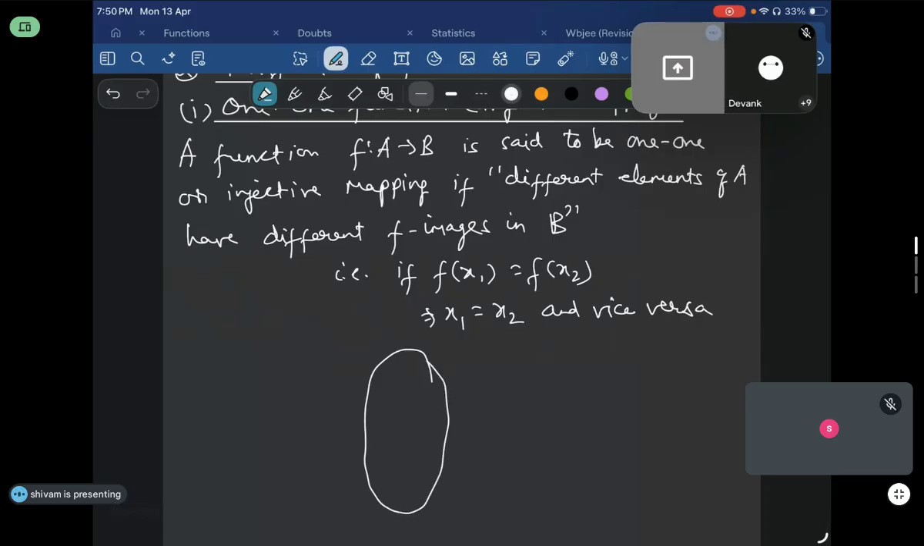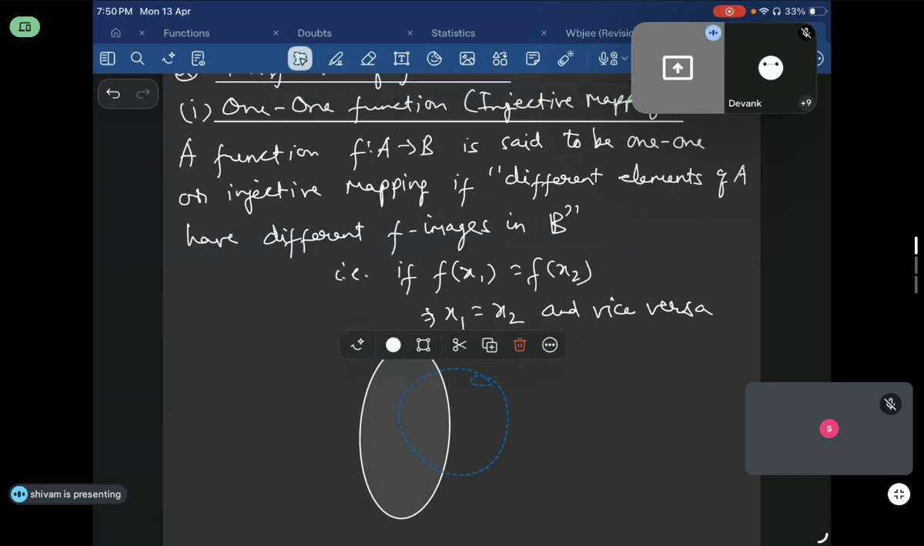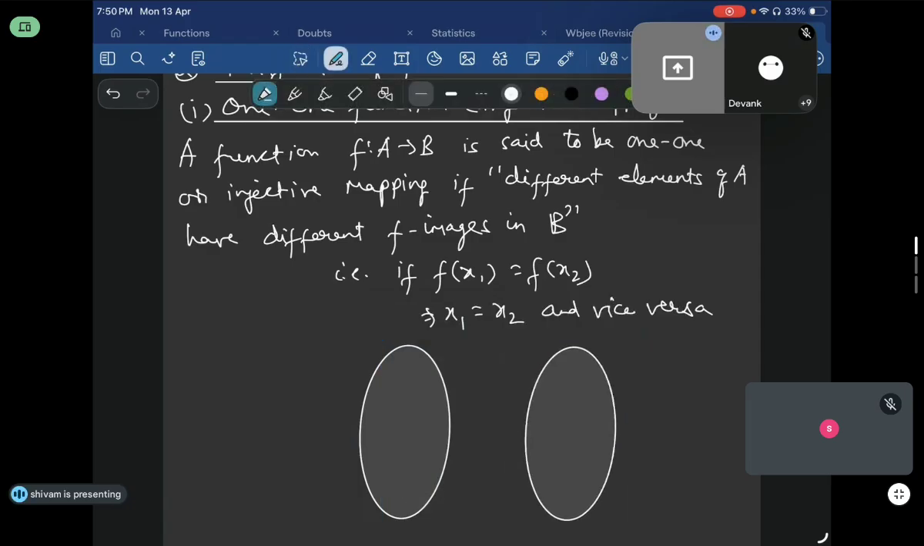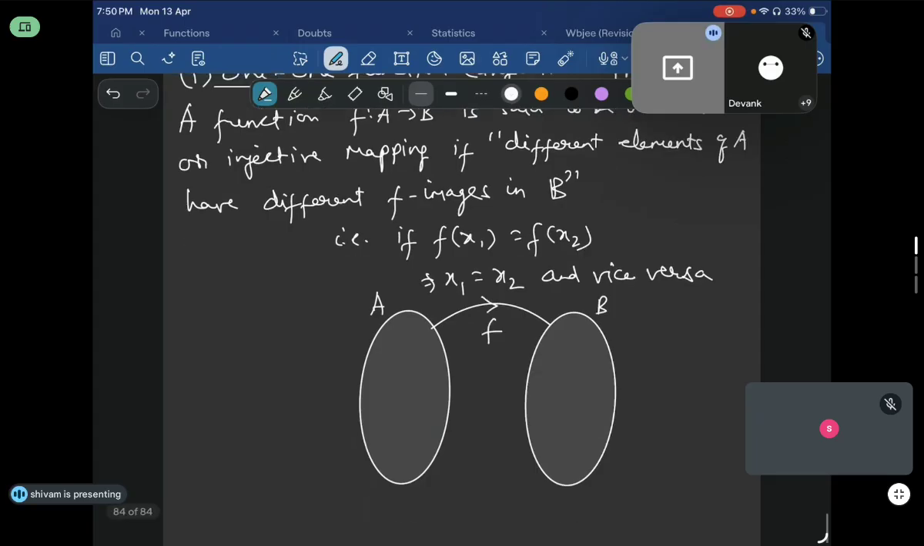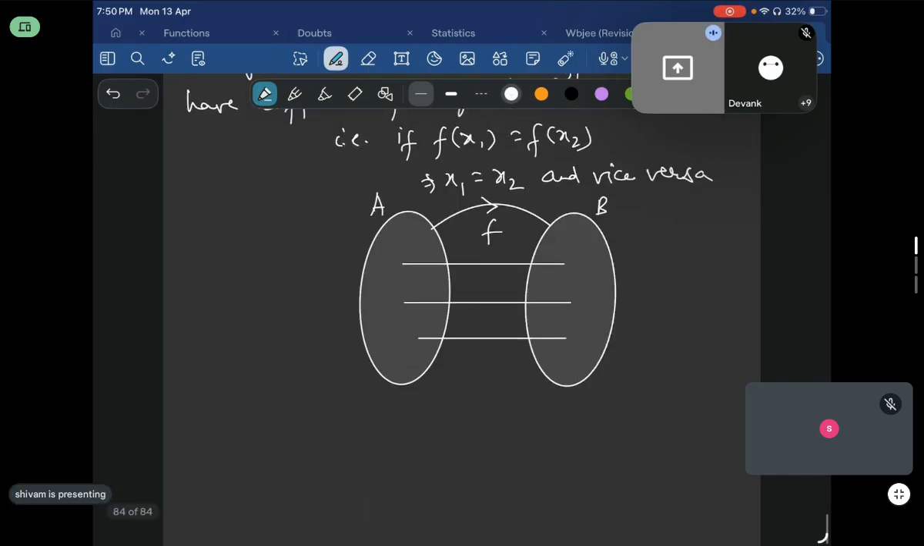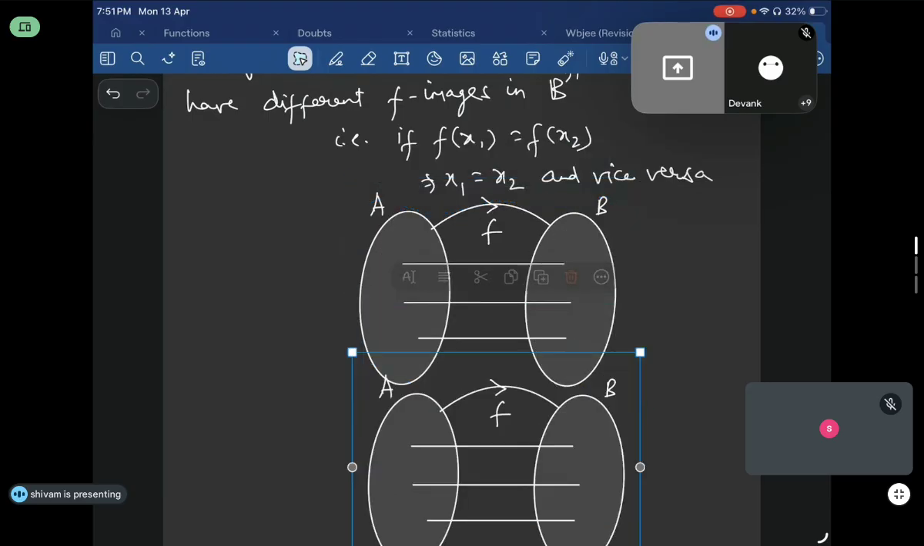So everyone, I'm going to draw the mapping, and with the help of the diagram, I'm going to show you what we mean by injective mapping. Let us say a function is defined from A to B. This is A, this is B. So everyone, this is injective mapping. This is what injective mapping is. I'll give you another diagram.